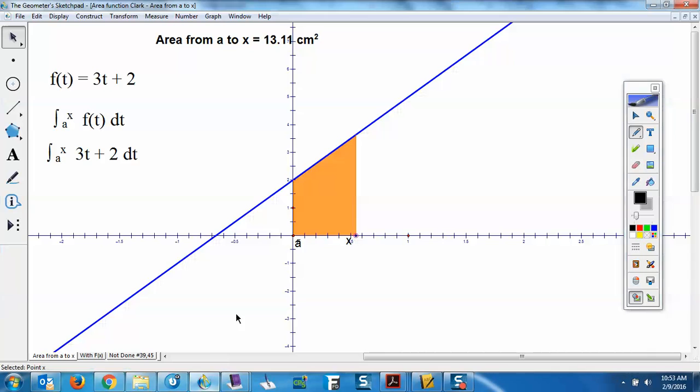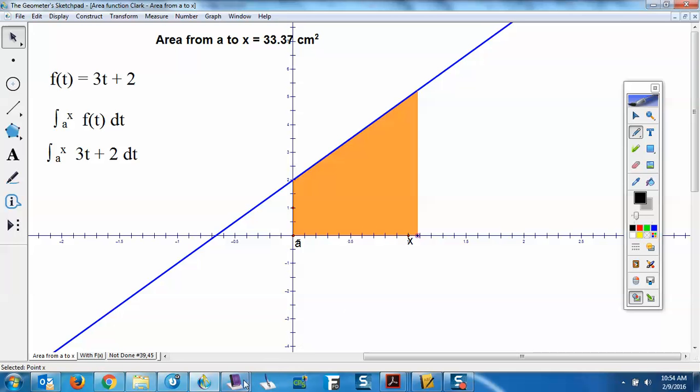Matter of fact, I've got a picture here. Think of it this way. This area is changing. Notice I wrote this f of t is 3t plus 2. The area from a to x, a could change. I could move my left endpoint here. But once we fix our left endpoint, say there, now I've got an area here, another area, another area, another area, and I could make a whole table about it. Then I could graph those, which we're going to do in a little bit, and see what that looks like.